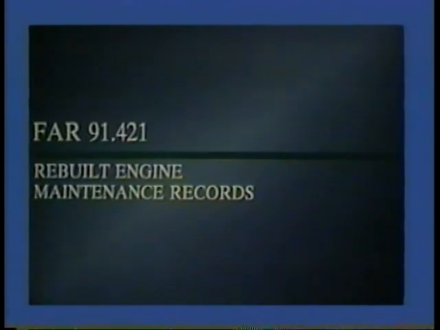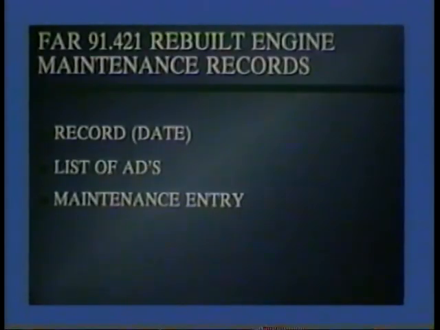FAR 91.421 is titled Rebuilt Engine Maintenance Records and requires that for a zero-time engine, the manufacturer or an agency approved by the manufacturer must provide a new record with a signed statement of the date that the engine was rebuilt, a list of all applicable airworthiness directives, and a maintenance entry for each change made in accordance with a manufacturer's service bulletin, if the entry is specifically requested in that bulletin.